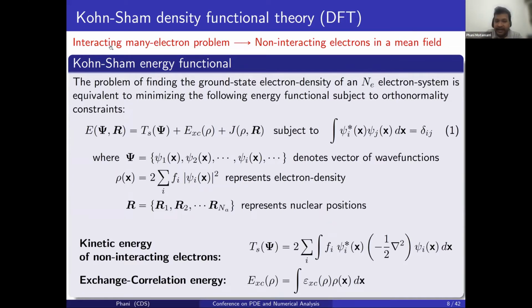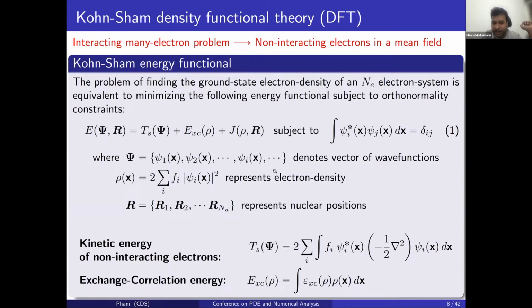So the problem of finding the ground state electron density, which is what we're interested in, the lowest energy state of the system, and the electron density, which is nothing but the probability of finding electrons at a given material point x, is actually equivalent to minimizing the energy functional shown in equation 1, subject to an orthonormality constraint.